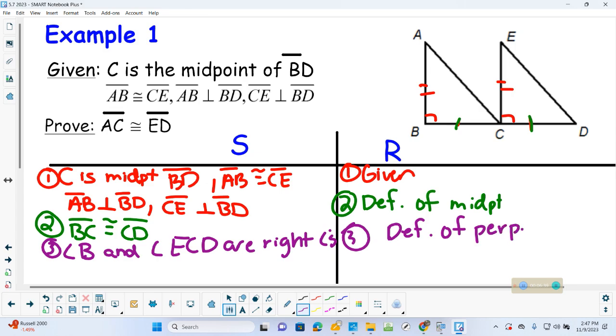Now remember, 3 pieces of congruency. I still only have just 2. But wait a minute, if they're right angles, aren't they congruent? Yeah. So angle B is congruent to angle ECD. What's our reason? What theorem? RACT. Right angle congruency theorem. All right angles are congruent.